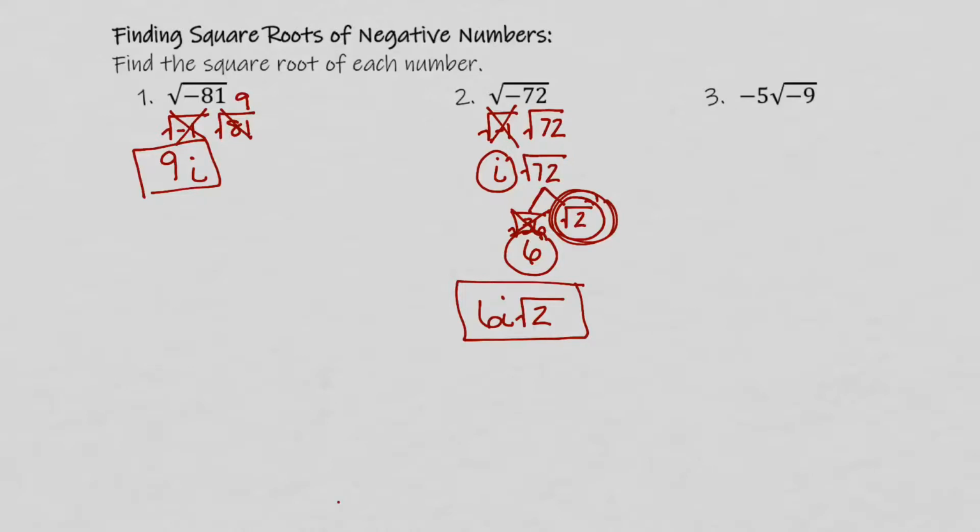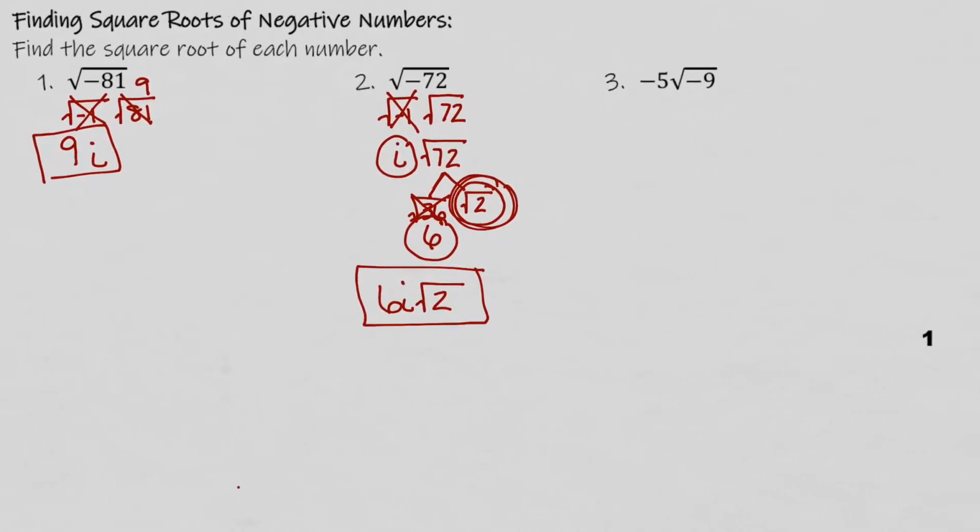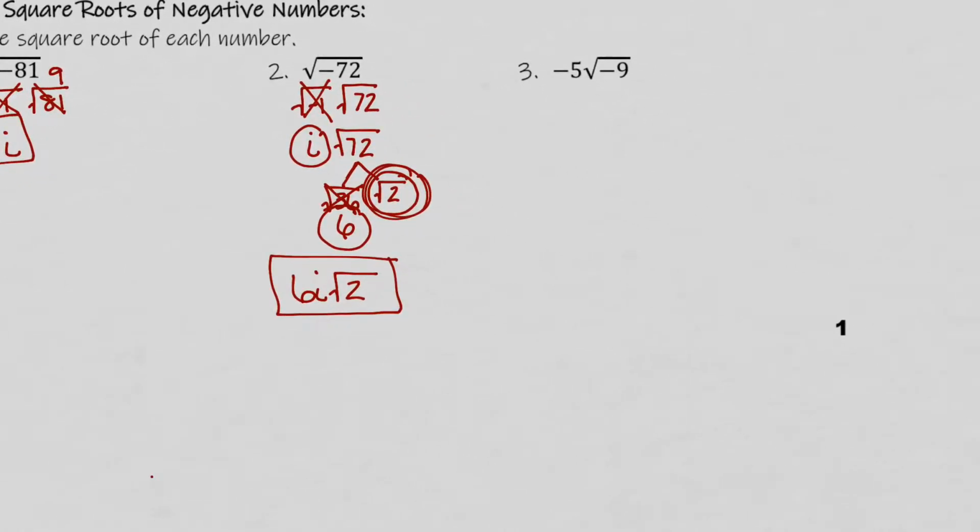Okay? Alright, now number 3 throws us off a little bit, because it all of a sudden now has a -5 out front of my square root. We just need to remember we have a -5 that's going to be in the answer. Okay? Now, this square root of -9, you can either write your i now, because that'll take care of this negative. I'll have an i. And then I have the square root of 9, which we know is 3.